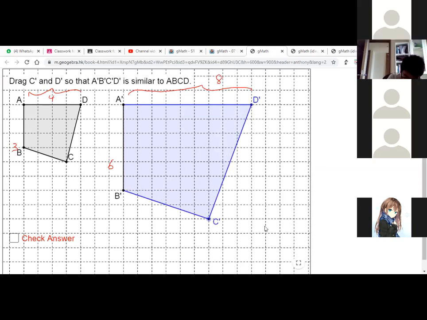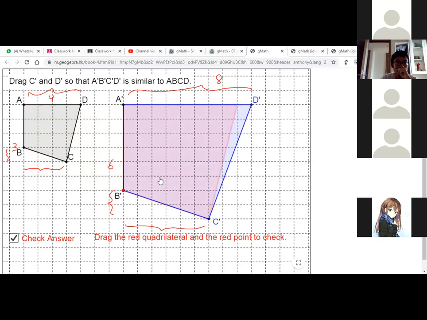I should have originally 1 to 3, and then now would be 2 to 6. 1/3 and then 2/6. Okay, so C is here. So how do you check the answers? You can check it yourself. You can drag this point B and then make it the same size, and you see whether they can.